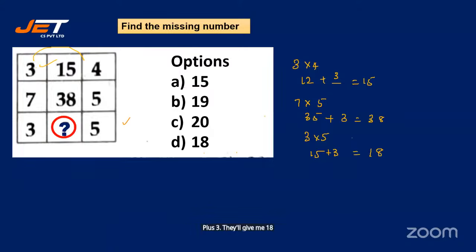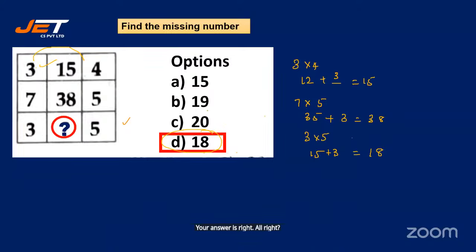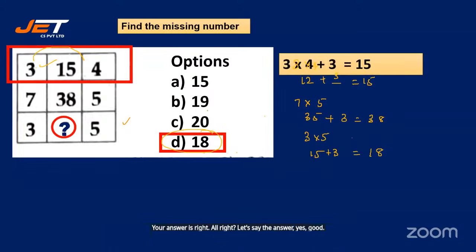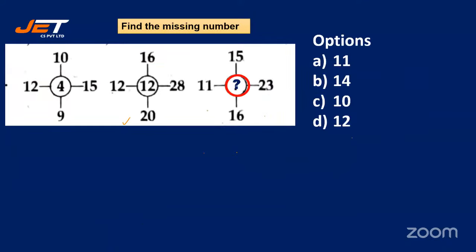So your option is none other than option D. If you had given me option D, 18 as your correct answer, then definitely your answer is right. All right. Let's see the answer. Yes, good. Fine. See the next question. So these questions are very commonly being asked in your exam, students.